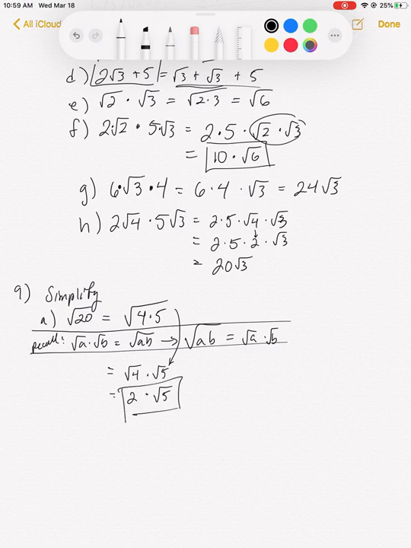Part B has 5 square root of 28. Again, we're going to find factors of 28. I want you guys to pause the video and try and work on this one on your own. Think of the factors of 28 that have a perfect square in them, where the square root is rational, a nice number. So go ahead and pause the video.